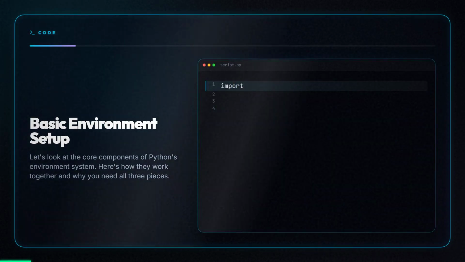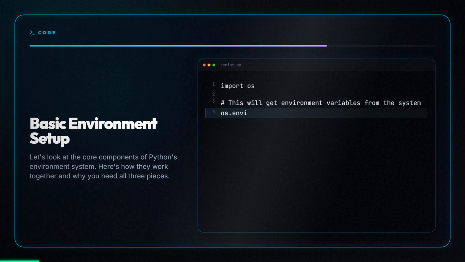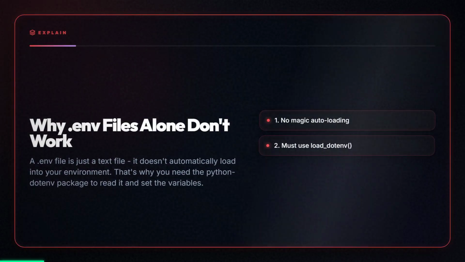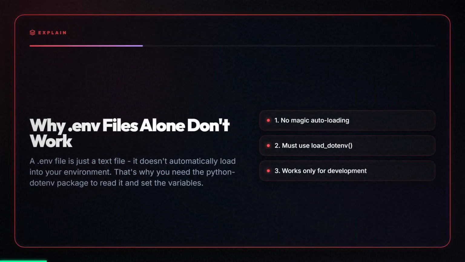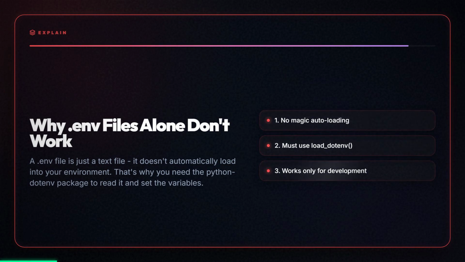Look at the core of Python's environment system. You can pull values directly from system memory using os.environ, but doing this manually is annoying. So we make a .env file. But this is just a plain text file on your drive. It doesn't instantly load into your runtime. That is why you need python-dotenv to actively inject the text.